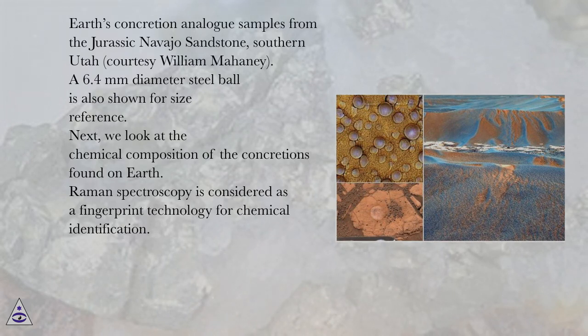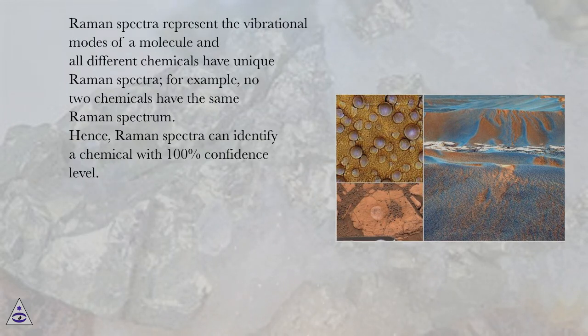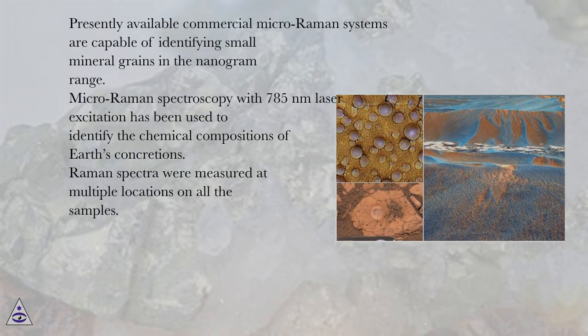Raman spectroscopy is considered a fingerprint technology for chemical identification. Raman spectra represent the vibrational modes of a molecule, and all different chemicals have unique Raman spectra. For example, no two chemicals have the same Raman spectrum. Hence, Raman spectra can identify a chemical with 100% confidence level. Presently available commercial Microraman systems are capable of identifying small mineral grains in the nanogram range.